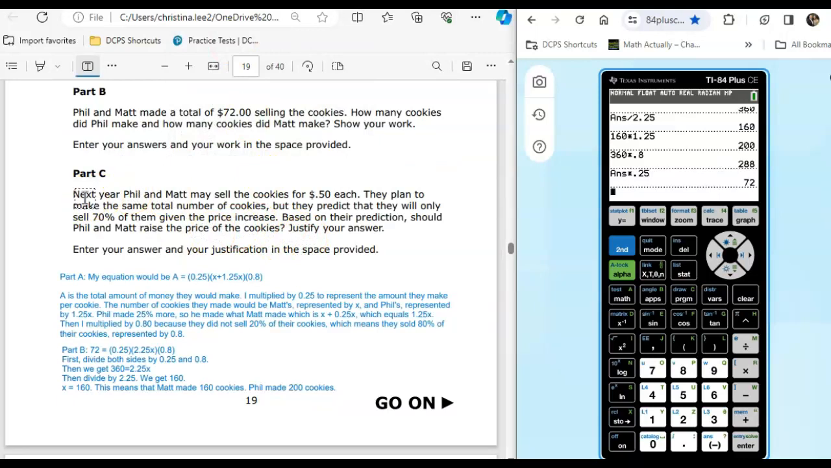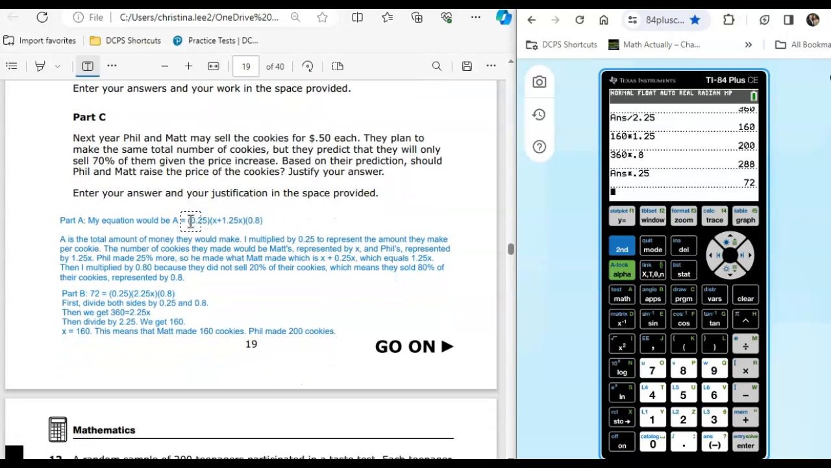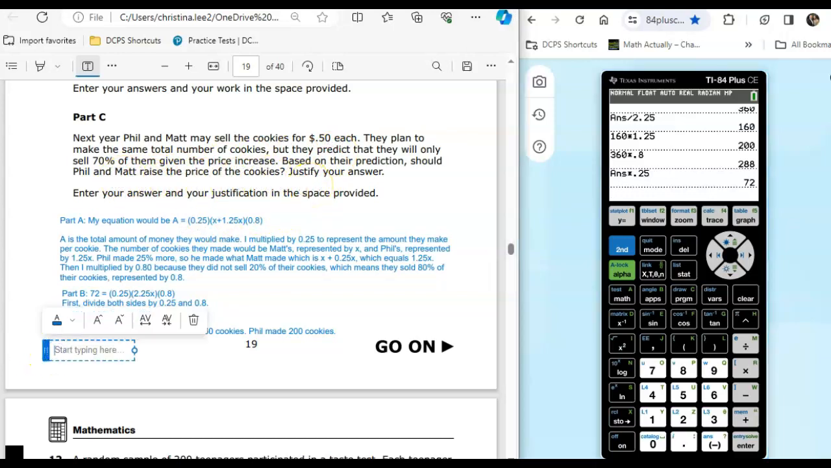Next year, Phil and Matt may sell the cookies for 50 cents each. They plan to make the same total number of cookies, so 360, but they predict that they will only sell 70% of them given the price increase, right? Remember, as we make something more expensive, we generally sell less of them. Based on their prediction, should Phil and Matt raise the price of the cookies? Justify your answer. So let's go ahead and do this.